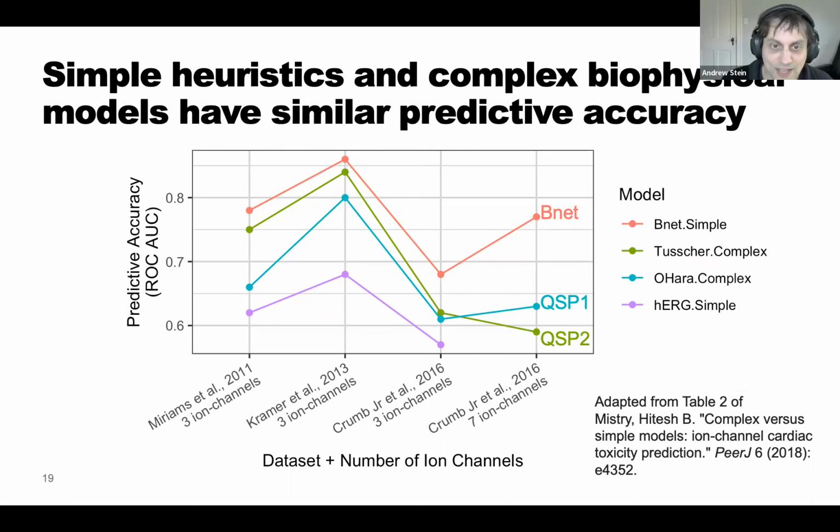That's not to say that the mechanistic models can't still give a lot of insight, but a lot of the predictive power from these mechanistic models could just come from understanding the balance of repolarization and depolarization.